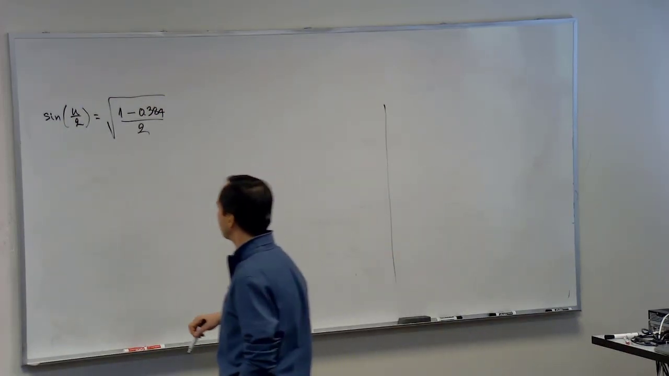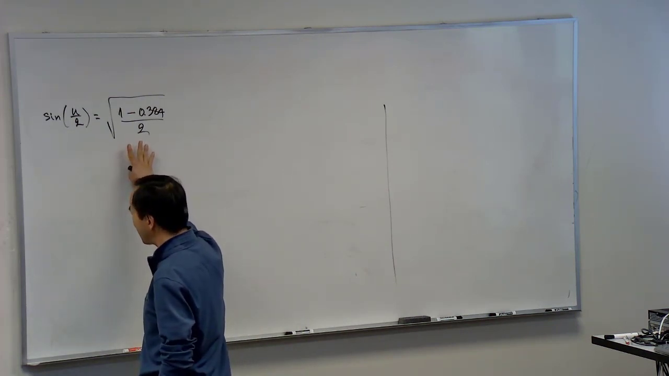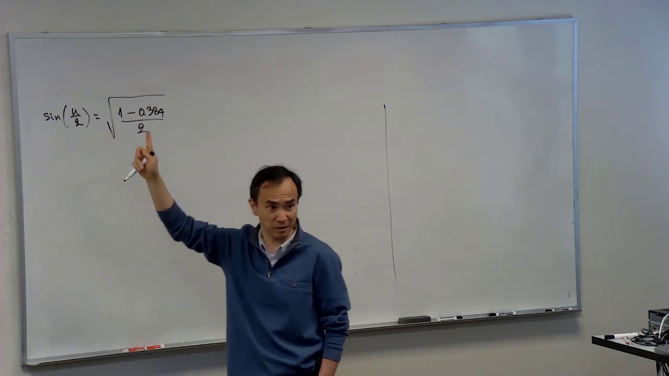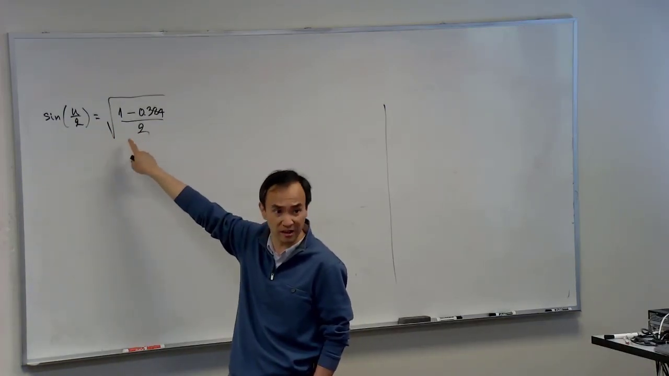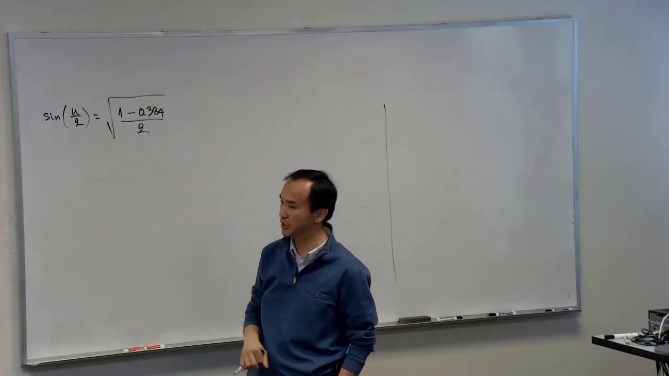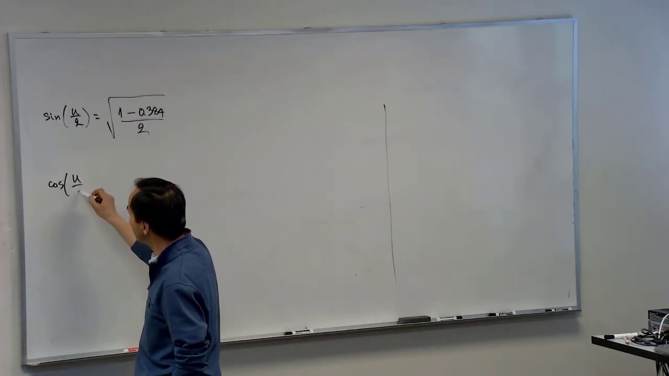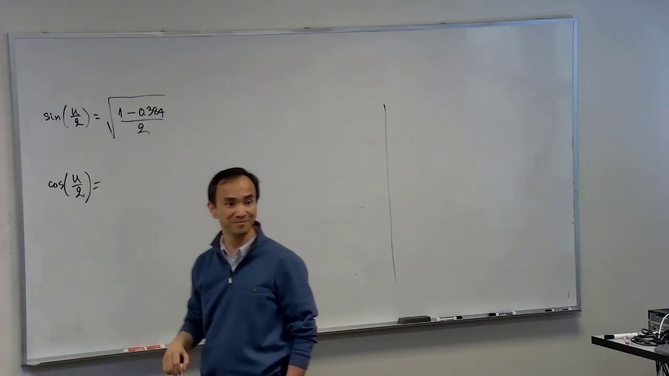And so, for now, because eventually we only use this as a way to get to the tangent, I'm going to hold on to the simplification here. I'll just leave sine of u over 2 here. Now, we also need cosine of u over 2, of the half angle. You guys follow it? Okay.